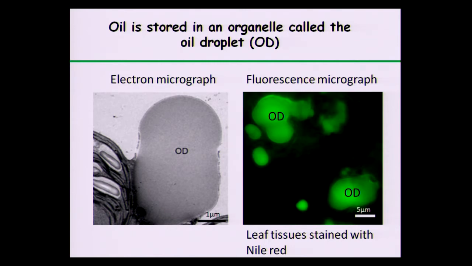Oil droplets can also be seen using a fluorescence microscope. Here, leaf tissue is first stained with a fluorescence dye we call Nile Red. Here is how oil droplets look like under fluorescence microscope.